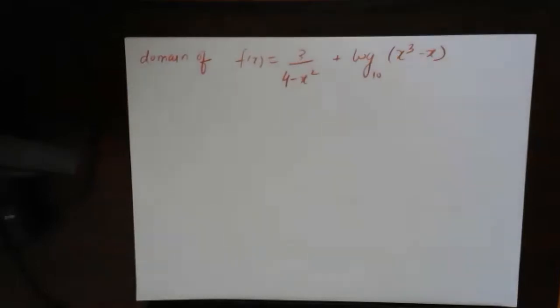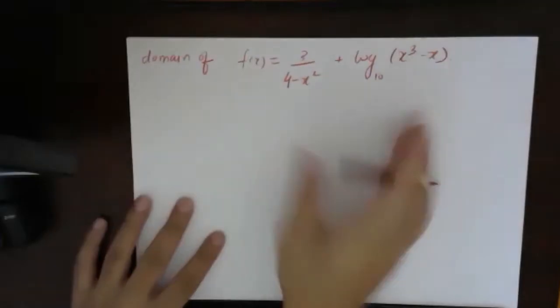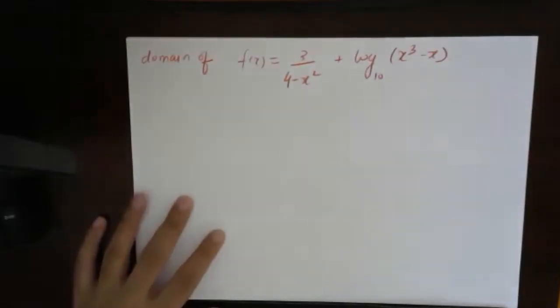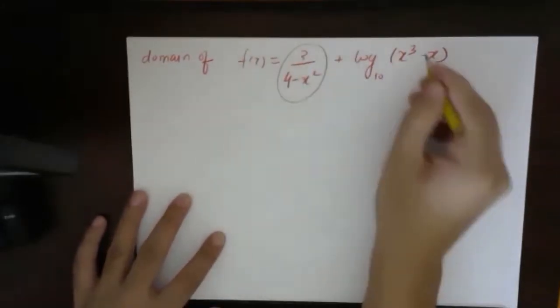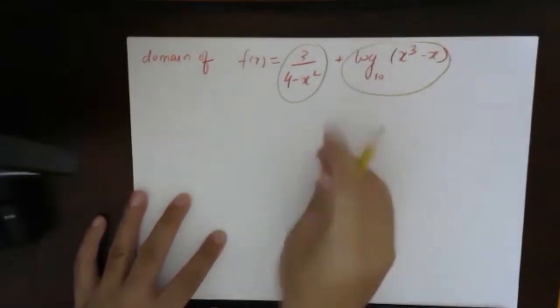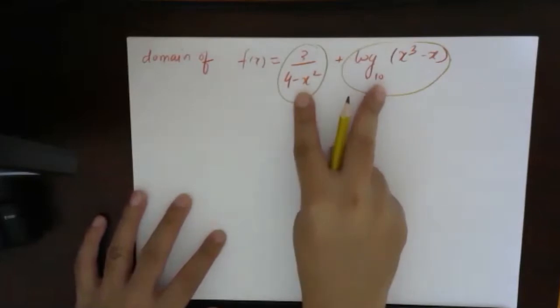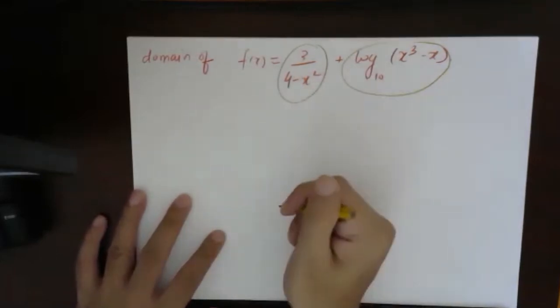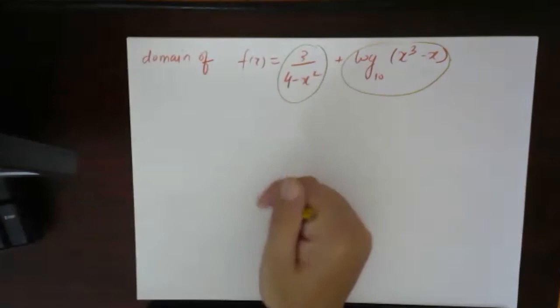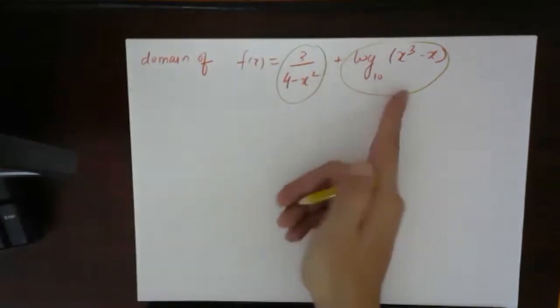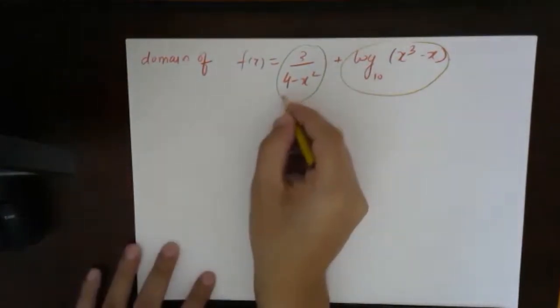Okay, so let's see. So basically this function again is divided into two parts. One first part is this and the second part is this, right? So what we'll do, we'll find the individual domain of these two separately and we'll take the intersection, because that x has to satisfy both the parts, this one and this one, right? Now let's take this one.